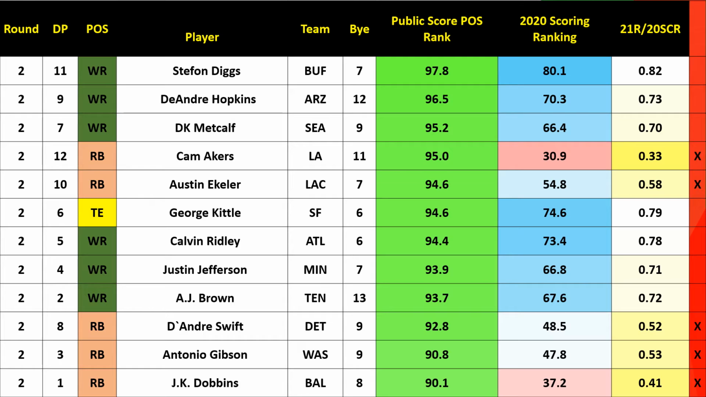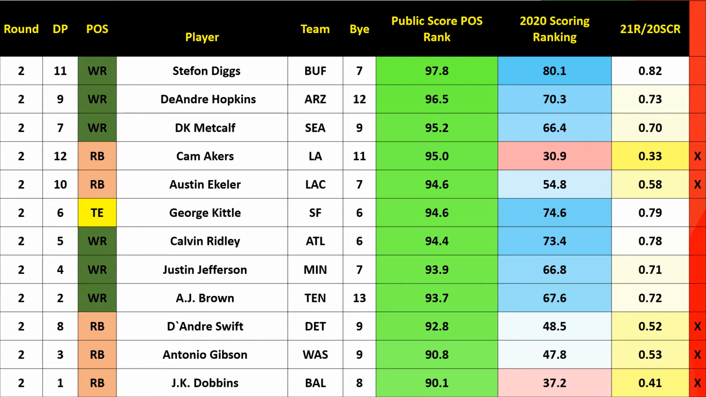If you go two RBs, then you're having to pick Akers, Eckler, Swift, Gibson, and Dobbins. And notice all those are below .06 in ratio scoring. So there's some ticks, regardless of what the smoke and mirrors on podcast and Twitter sphere are saying. Okay, there's some issues with all those. Okay, I mean, not worst issues. I mean, the worst is Akers.